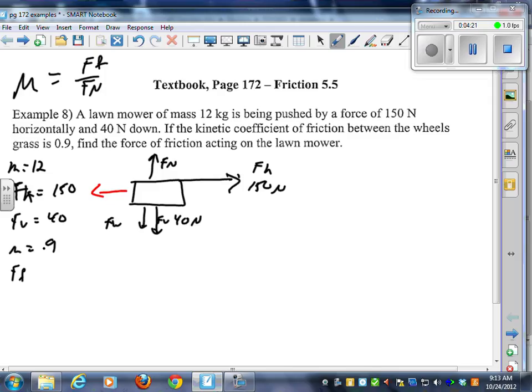Okay, so we need a bit of a plan here. If I've got mu and I'm trying to solve for FF, then using FF and mu, I would need the Fn, right? Now, it doesn't say anything here about constant velocity or not, does it?